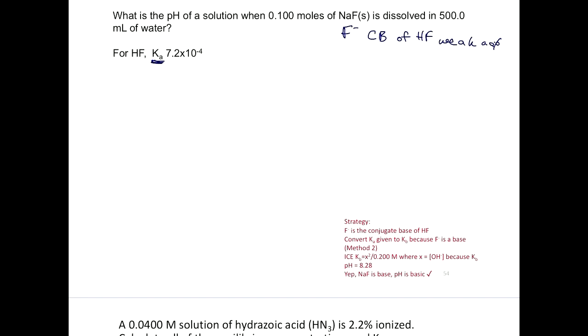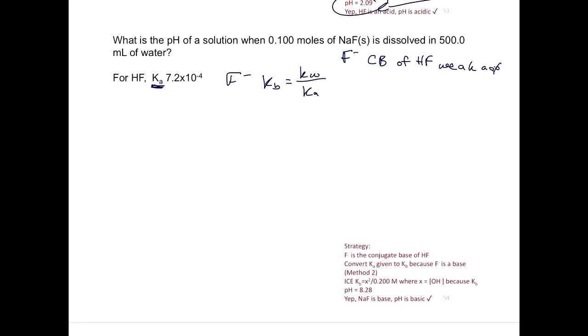Use Ka. Since Ka for HF is given, and F minus is a base, so we want to use Kb. Kb is simply Kw over Ka, the value that is given. We're assuming this is at 25 degrees Celsius, so we know Kw. Ka is given, so you can calculate that Kb is 1.38 times 10 to the negative 11. Since we're using the Kb expression, it makes most sense to use a Kb reaction, a Kb ICE table.